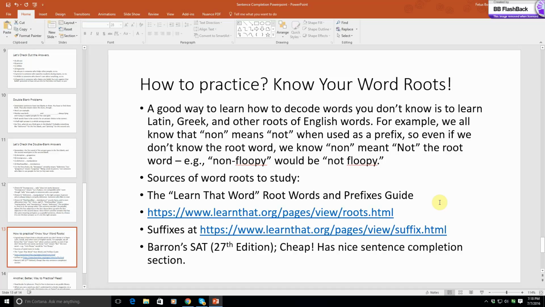And finally, the Barron's SAT book. This is cheap because it's the older version. It's not the latest version anymore. It's for the old SAT. So you can get this for $1.99 plus shipping and handling online. I just looked it up on Google. And it has a very nice sentence completion section, so you can apply that to the ISEE or any other test that still has a sentence completion section. And it also has a very, very nice word roots section, so you can learn a lot, and it's very cheap.